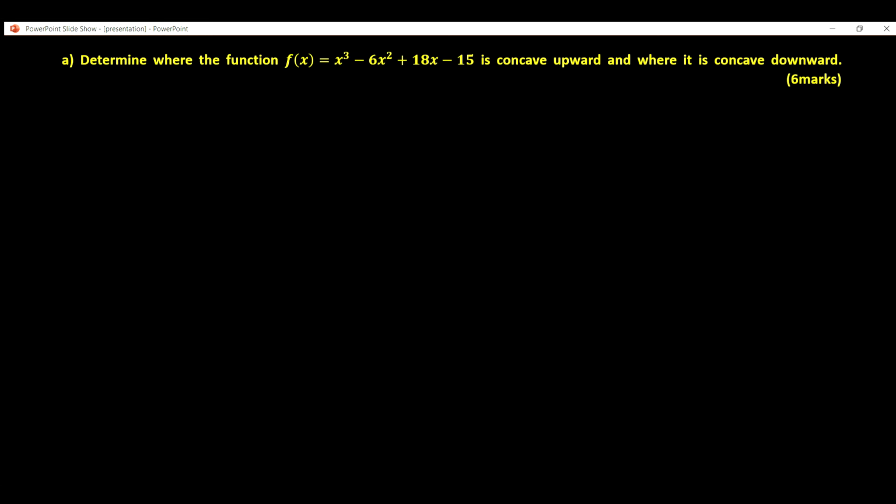As we know, to find the concavity of a graph we have to use the second derivative. So we find the first derivative by differentiating the given function first. We get the first derivative, which is equal to 3x squared minus 12x plus 18. And we continue to differentiate it to the second derivative, and we got the second derivative equal to 6x minus 12.